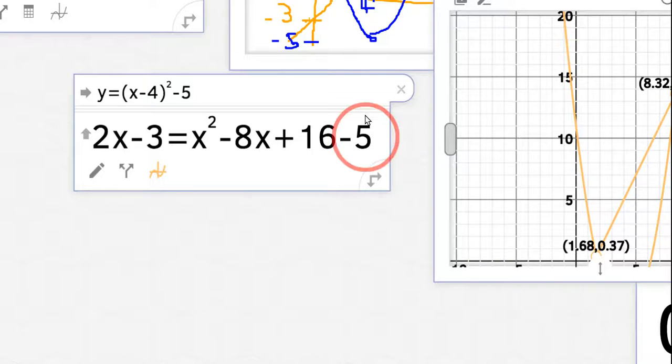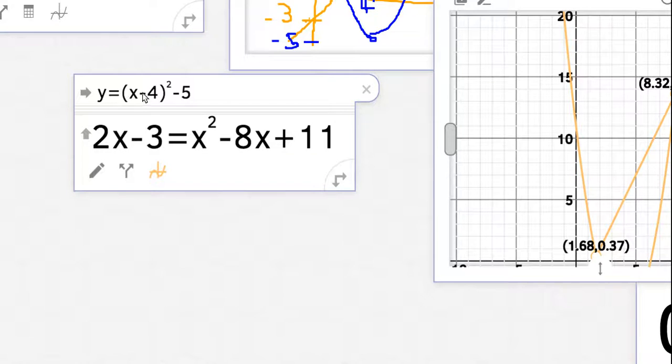Yeah, I think I do. 16 and negative 5. So I've taken that 16, take away 5 should be 11. Okay, so now if you look at this, we have a line on this side and a parabola on this side.